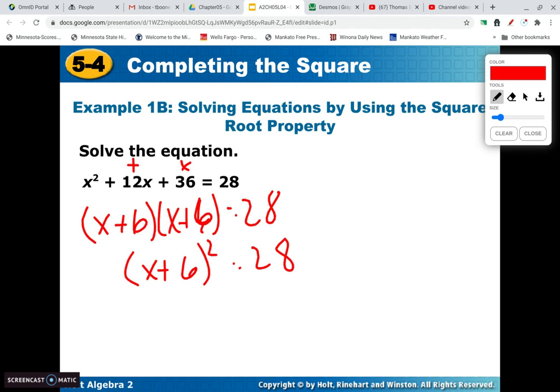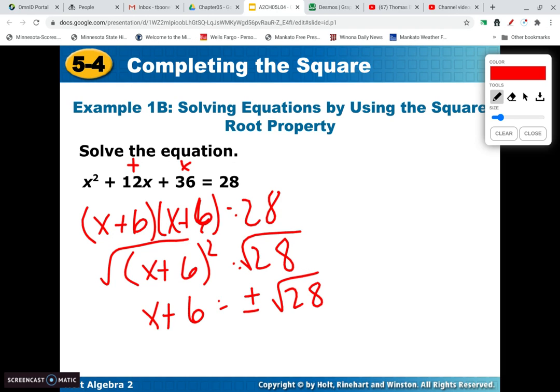Okay, well, now we can take the square root of both sides. And so we'd have x plus 6 is equal to plus or minus the square root of 28. Well, getting the x by itself, we'd subtract the 6. And if you wanted to, you could still leave it as plus or minus the square root of 28. We usually like to simplify those. We'd go negative 6 plus or minus.